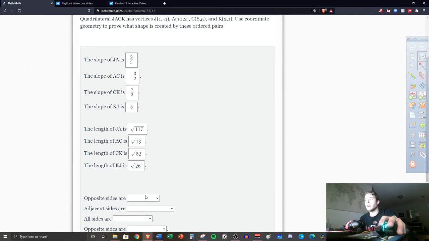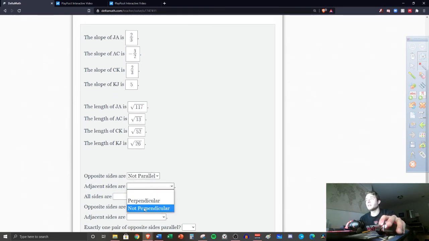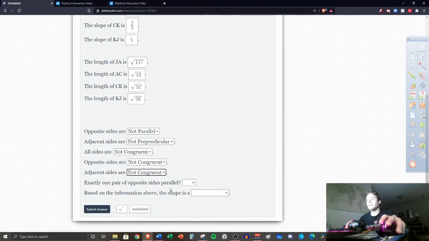Okay, that's what we need to do. So we answer the questions. Are the opposite sides parallel? Well, just one pair of them, right? Just these two. So a lot of these statements say, are all of them, right? That's what we're saying. So this is a no. Adjacent sides perpendicular? Well, we have a couple, but not all of them. So we're going to say not perpendicular. All sides congruent? Definitely not. Opposite sides congruent? No. Are adjacent sides congruent? No.